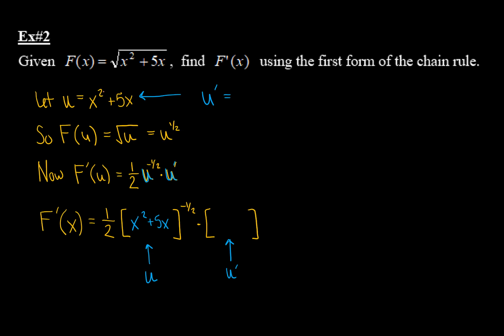So u prime is going to be, I'm going to take the derivative of this u function here. The derivative of the first term, I've got x squared. I'm going to bring 2 down, so I'm going to have 2x to the power of 1. The derivative of the second term, I've got a power of 1 on the x, and I'm going to do 1 times 5, and then reduce the power of x by 1, so I get 2x plus 5. And that's what I'm going to put down here.